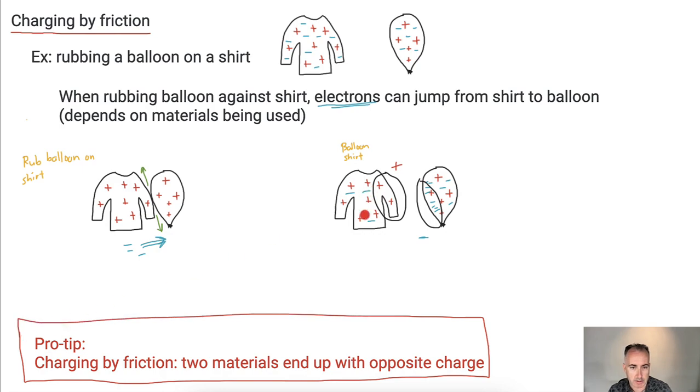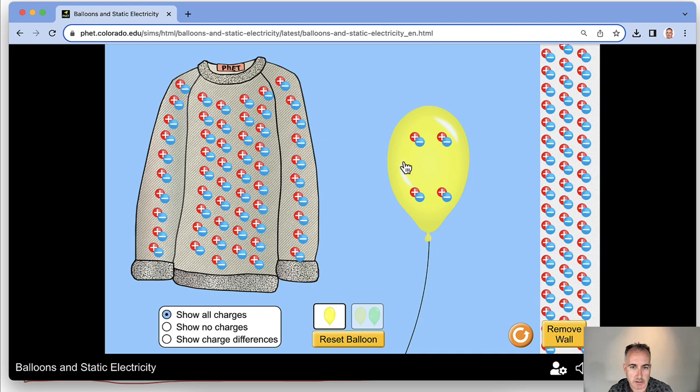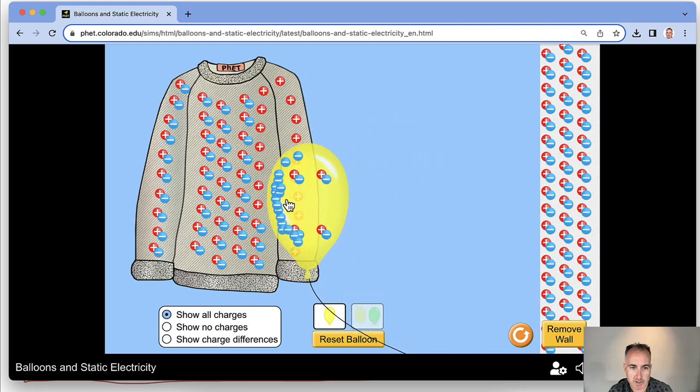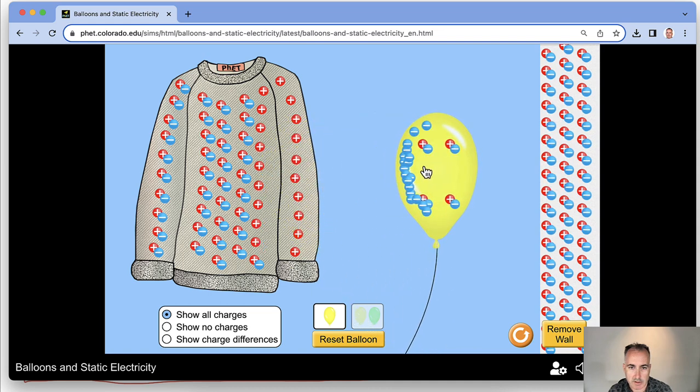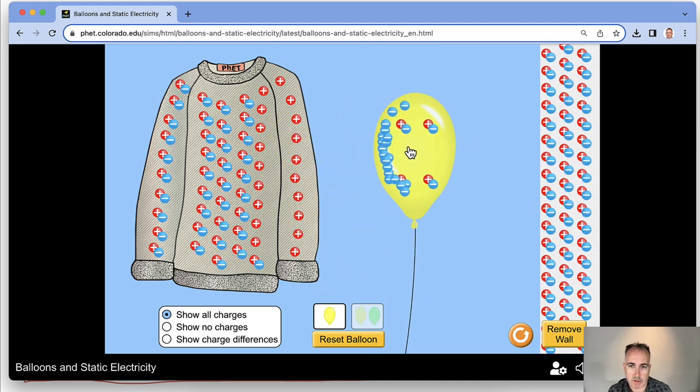Do you notice that? And if we do this little animation from PhET again, let me show you in detail what happens. So as I go close and I start rubbing, do you notice I basically picked up some electrons? So of course, when I put it over here, the right side of the shirt is red, so it's mostly positive, and the balloon is mostly negative, so they're going to attract, and quite a bit. But watch what happens over here on this side, though.